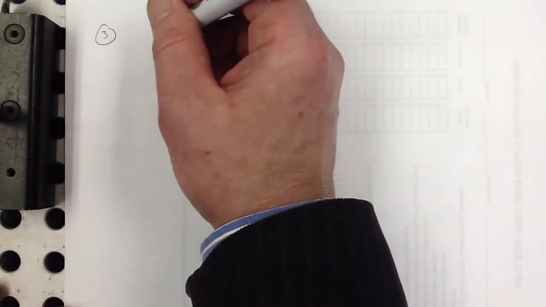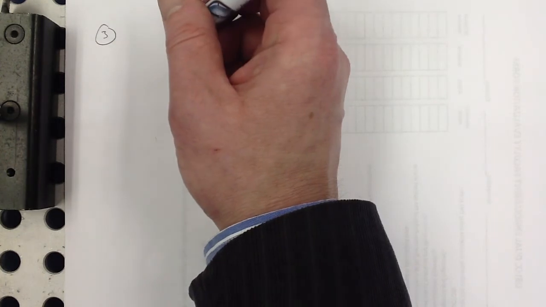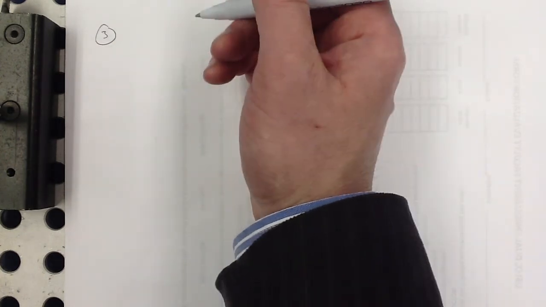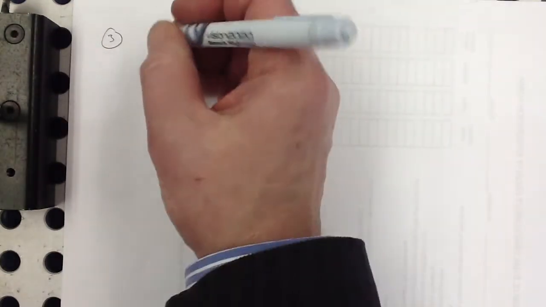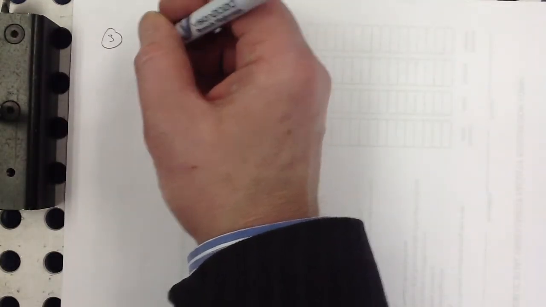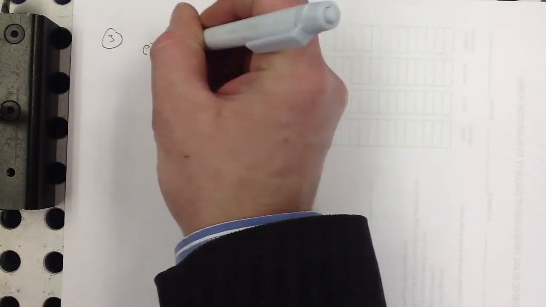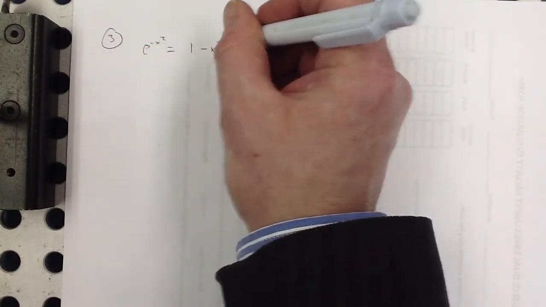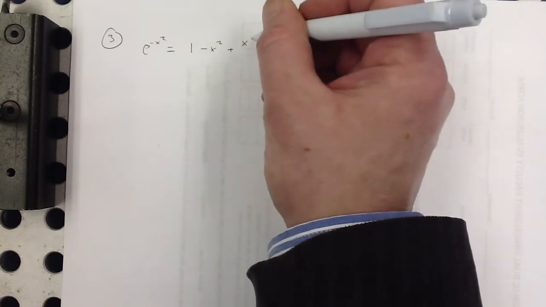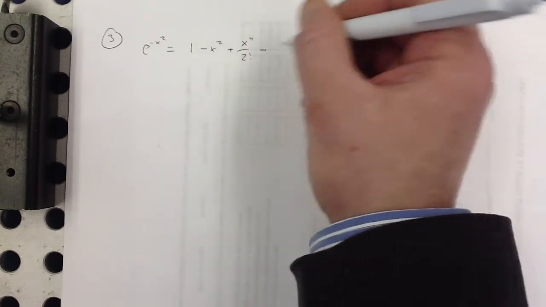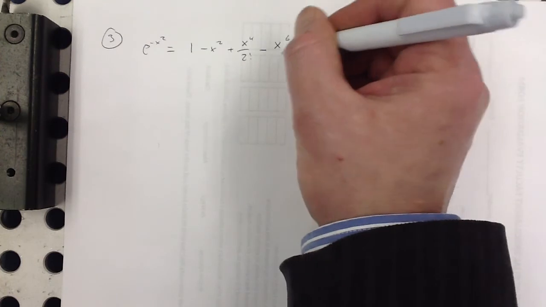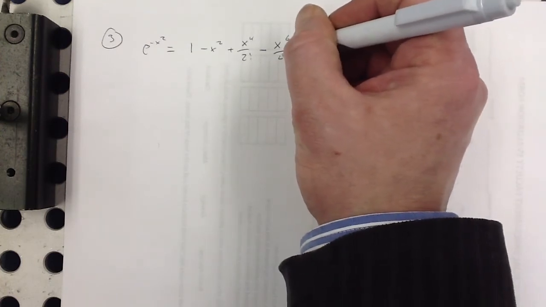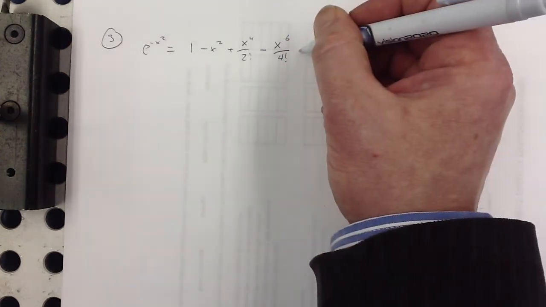Let's see. Use the Maclaurin series for e to the negative x squared to approximate the integral 0 to 1 underneath e to the negative x squared. And they want an estimate for the amount of error there could be in our approximation. So the series for e to the negative x squared is the series for e to the x, but with negative x squared plugged in everywhere. And I'm just going to go that far. Oh, let's go one more.